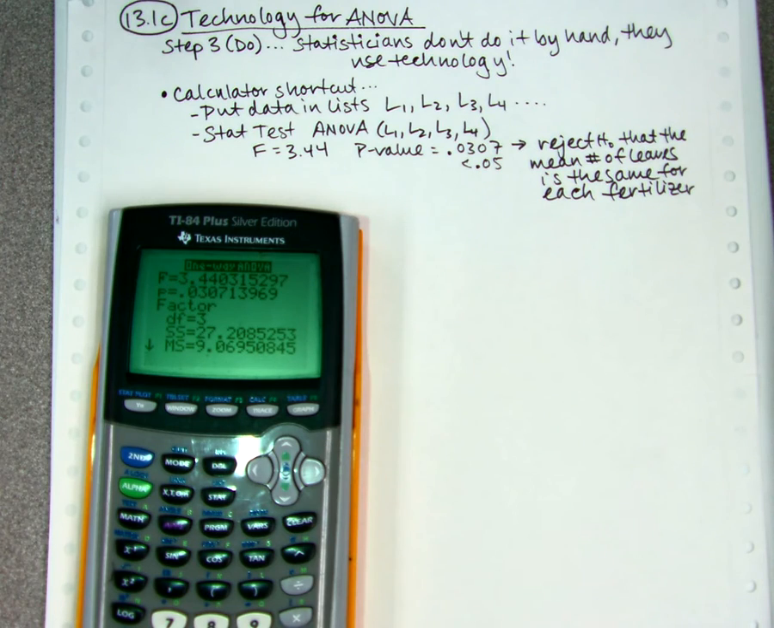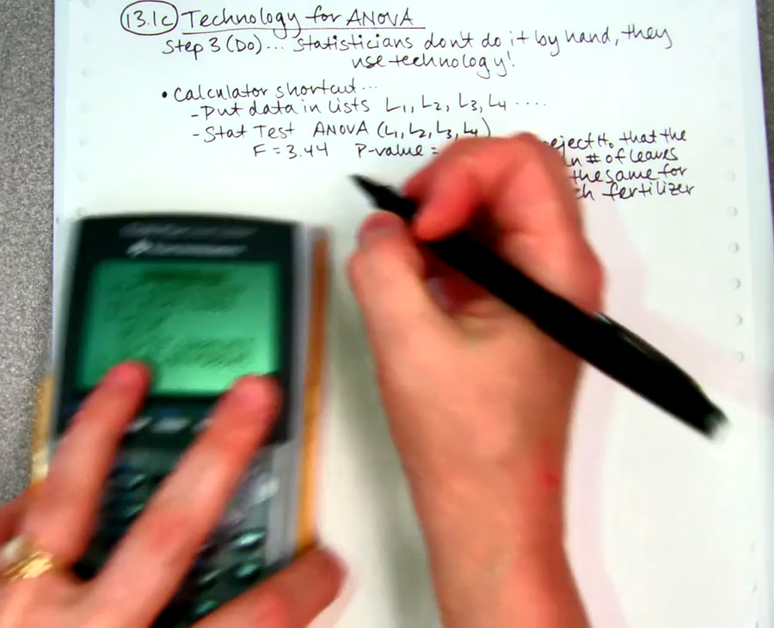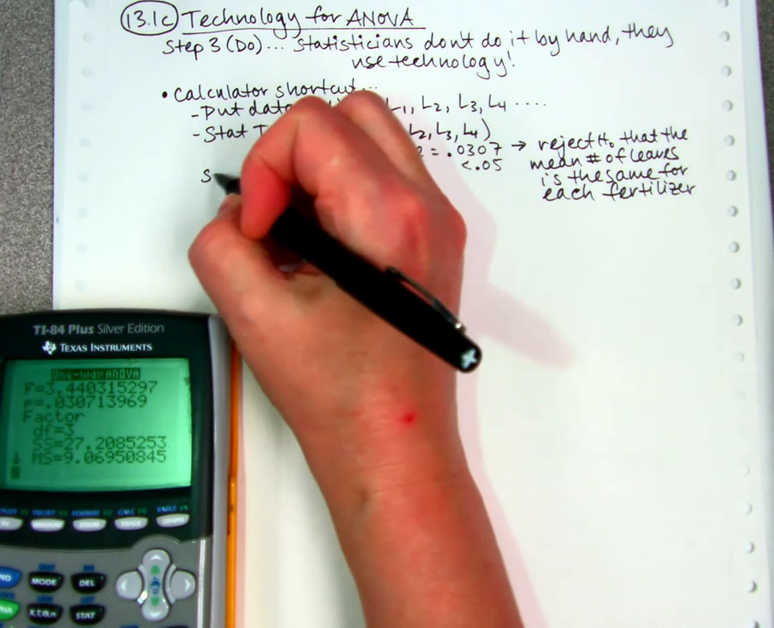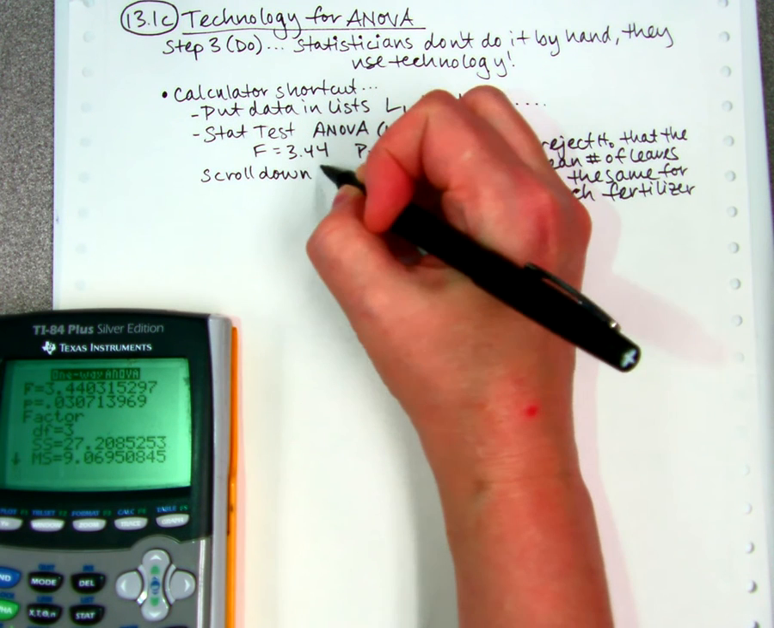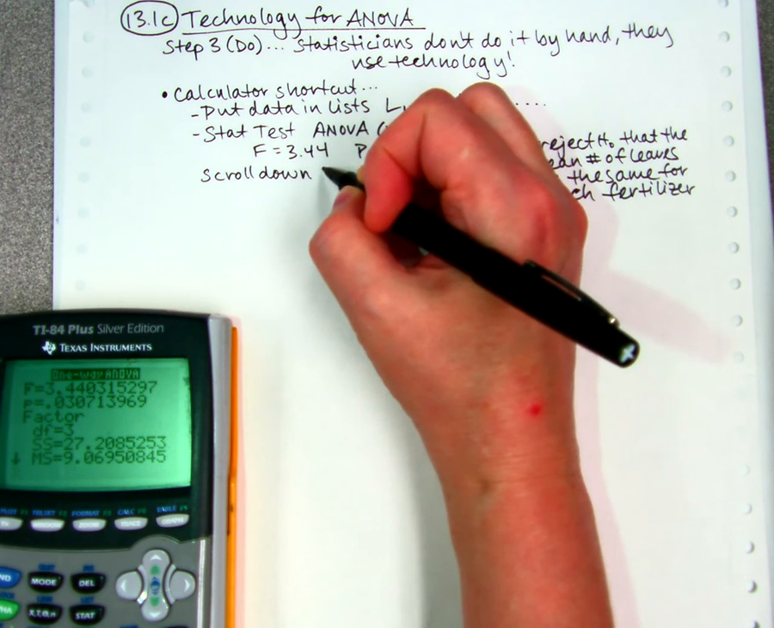Now the calculator gives you a lot more than those two things. Those are the main two things you need. But then if you scroll down on the calculator, you can get more details. And I want to talk about that because the details are kind of interesting, I think.